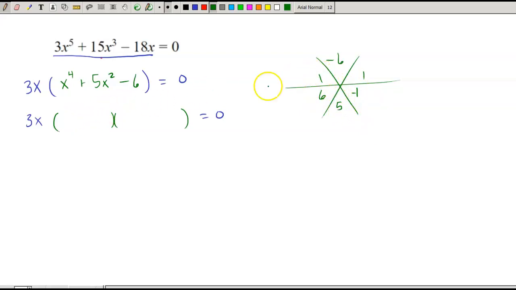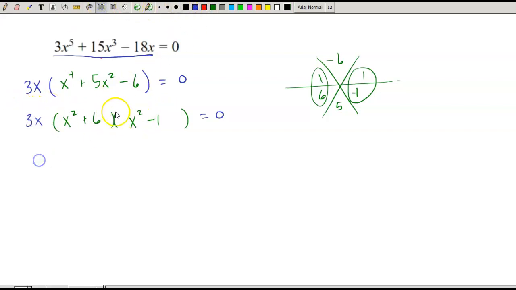So factoring this, we have this column, which is 1x plus 6. Instead of x, it's going to be x squared. So it's going to be x squared plus 6 here. And then the other column is 1x minus 1. But that should be x squared because we were dealing with an x to the 4th there. So this is an x squared minus 1. All right, so now we think about factoring this down further.